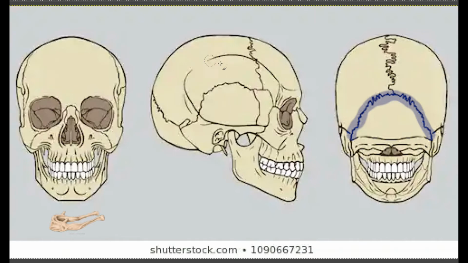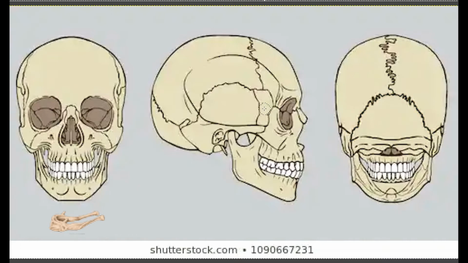So again, just to recap, the coronal suture right here connects the frontal and parietals. The squamous suture connects the temporal with the parietals, and then the sagittal suture connects the two parietals, and then the lambdoidal suture connects the bones with the occiput there.